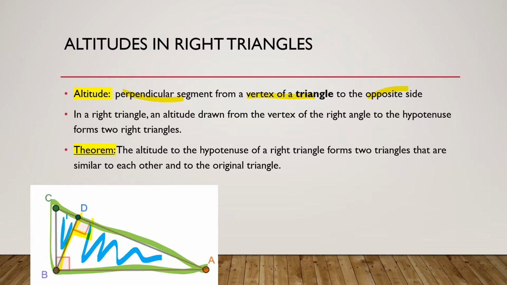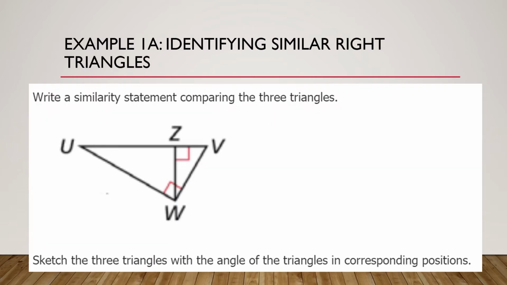So the theorem that we are going to be working with is that when you make that altitude, the 2 triangles are similar to each other and to the original. So to practice that, we're going to talk about the 3 triangles that are formed. Just remember, when you are talking about the triangles, you want to make sure that the order is important.